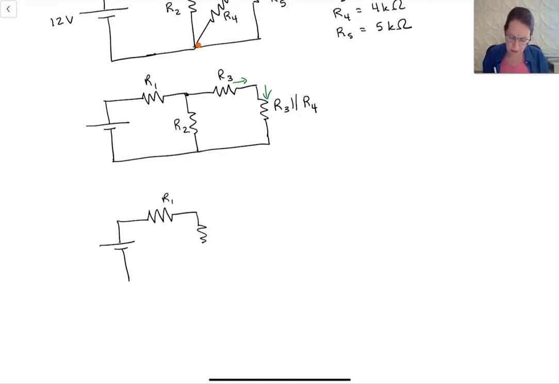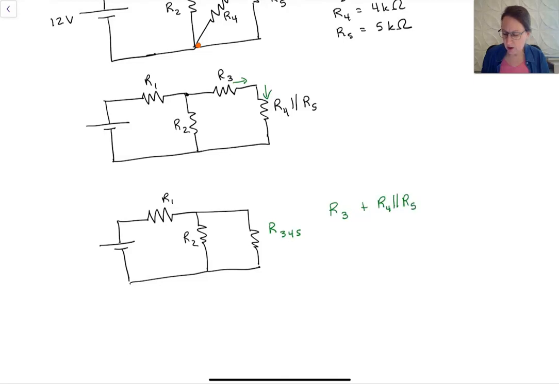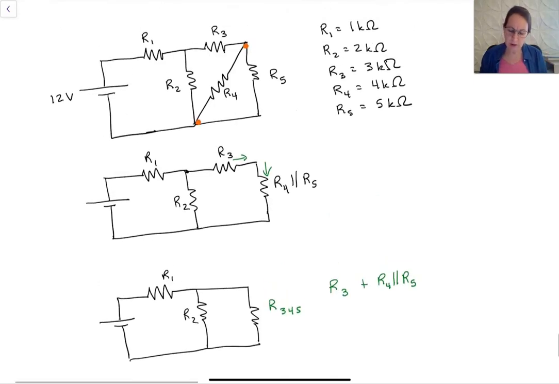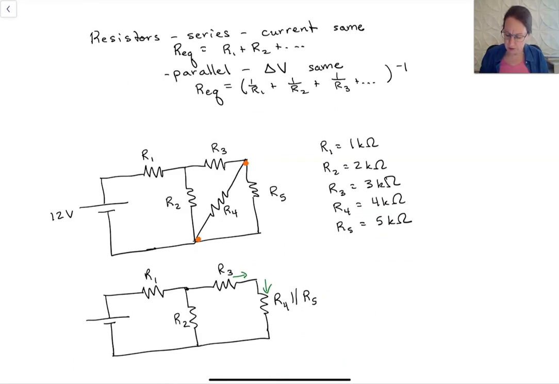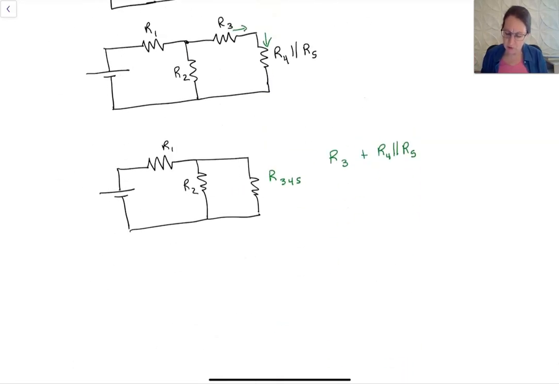R1, R2, and then we have this one, which we'll call R3,4,5, where R3 is added to this parallel combination of R4 and R5, because when they're in parallel, we have this 1 over relationship. When they're in series, they just add, so that would be the equivalent. So R3,4,5 is just going to be R3 plus this equivalent resistance.